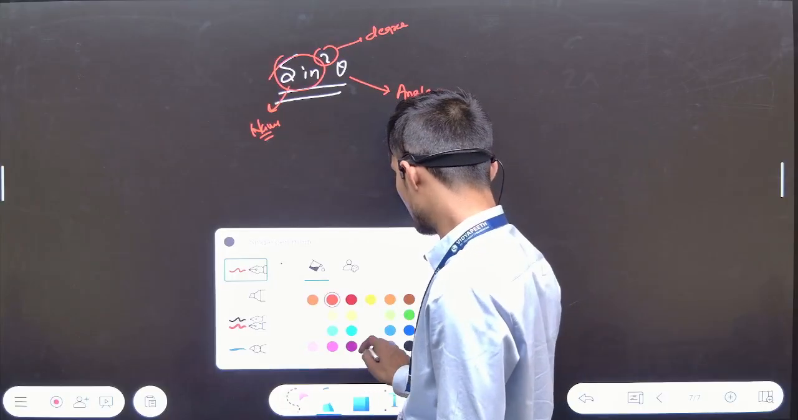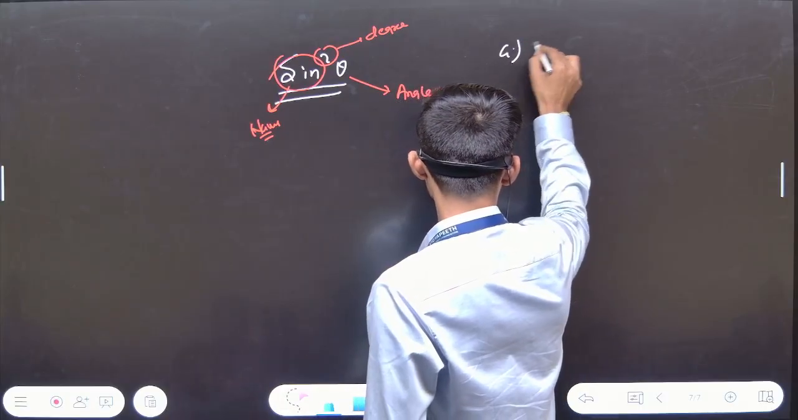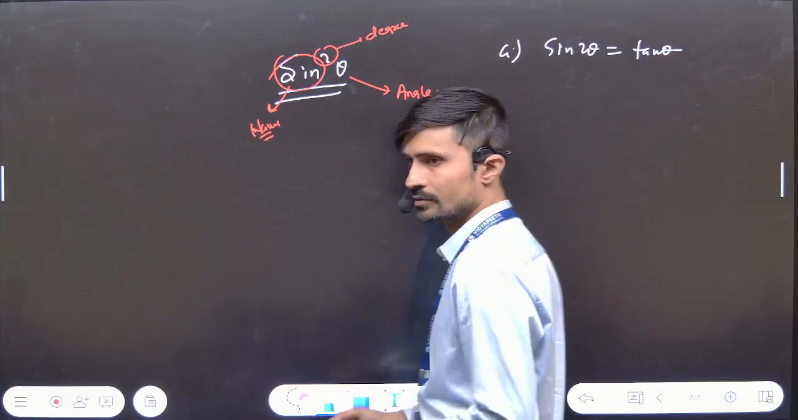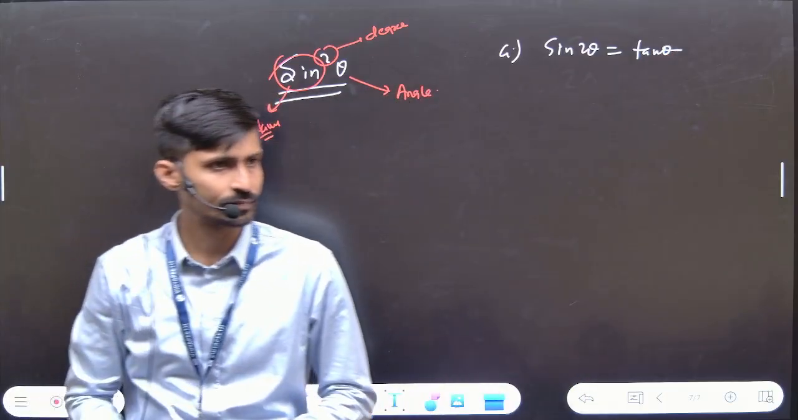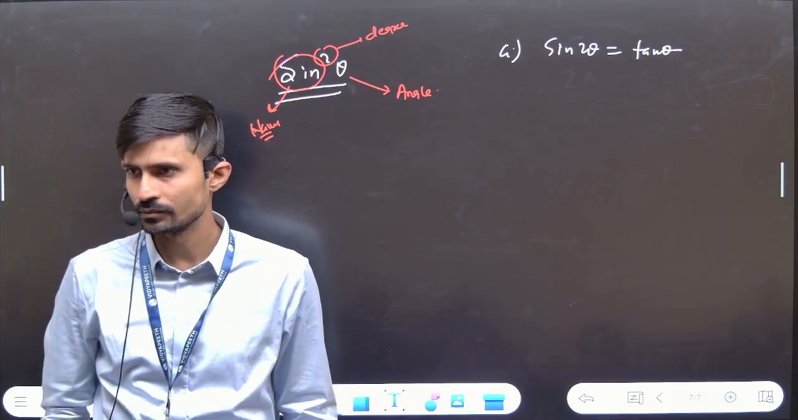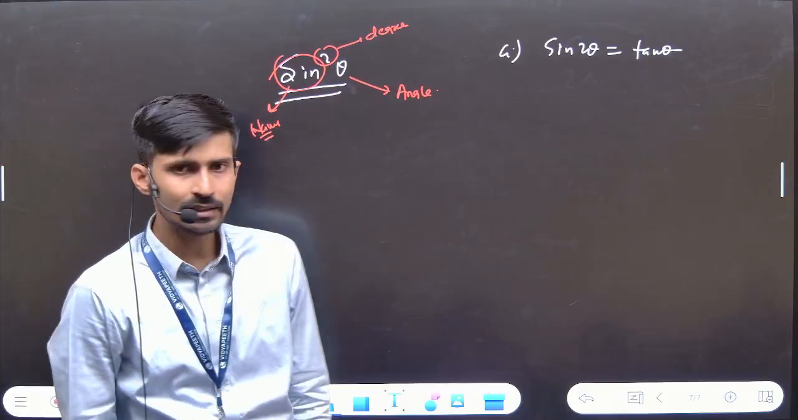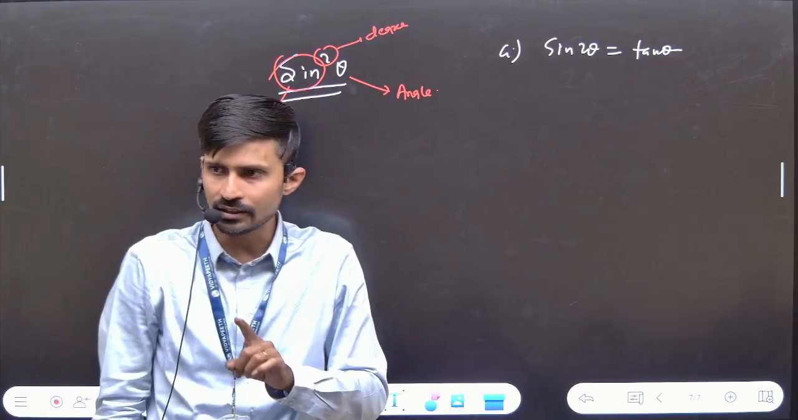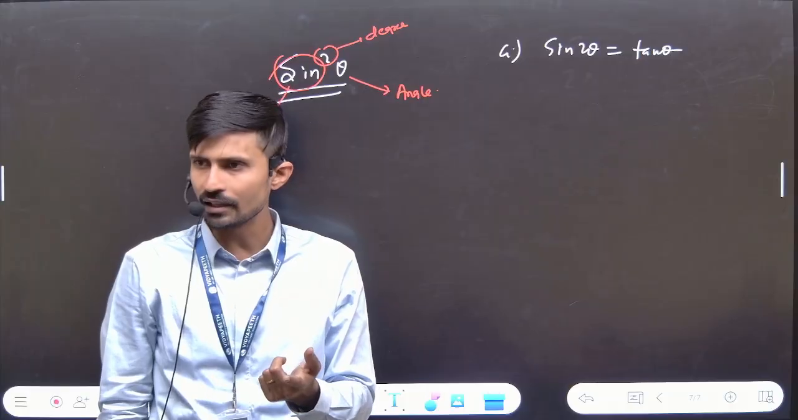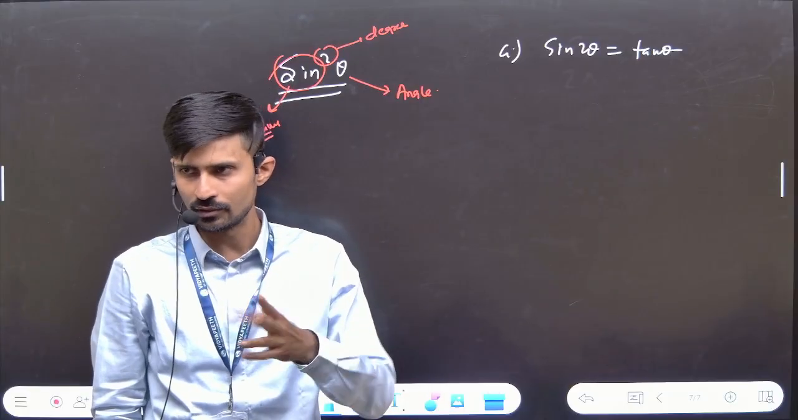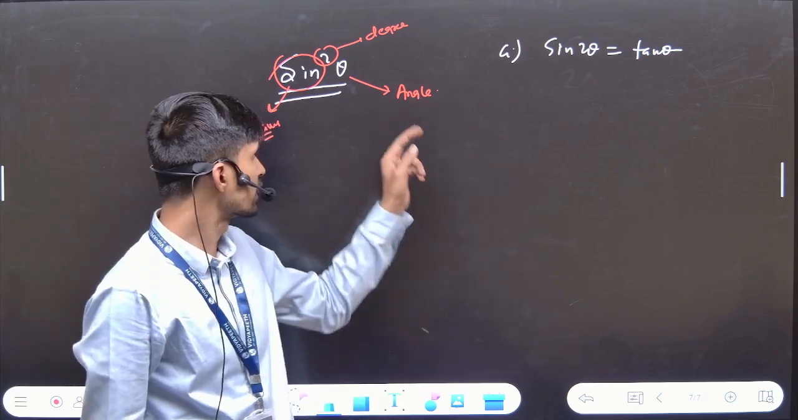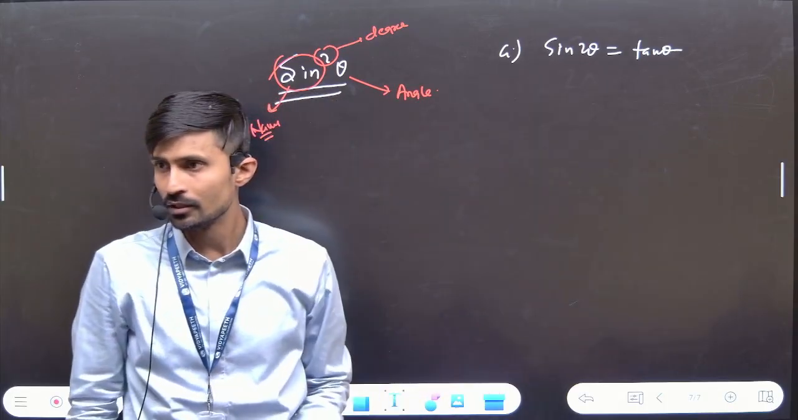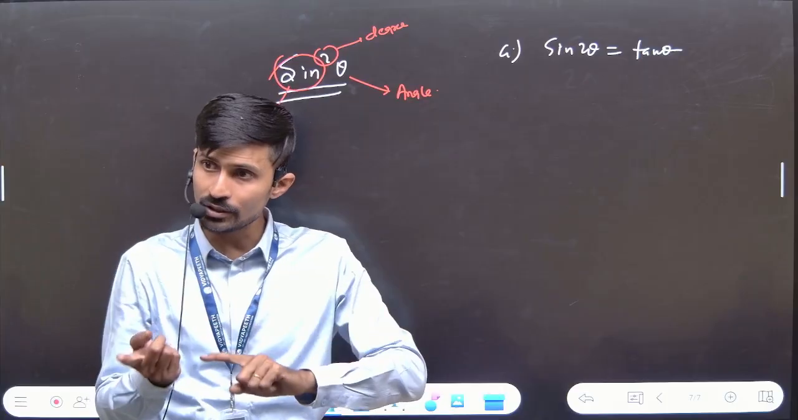Check this. Suppose I am saying solve this: sin 2 theta is equal to tan theta. First you see the name. Sine is there, tan is there. It means either I will change name of sine to tan, or I will change name of tan to sine. Name I have to make same first. Next, angle I have to make same. So here angle is 2 theta, here it is theta. So we have to change angle also, we have to change name also.